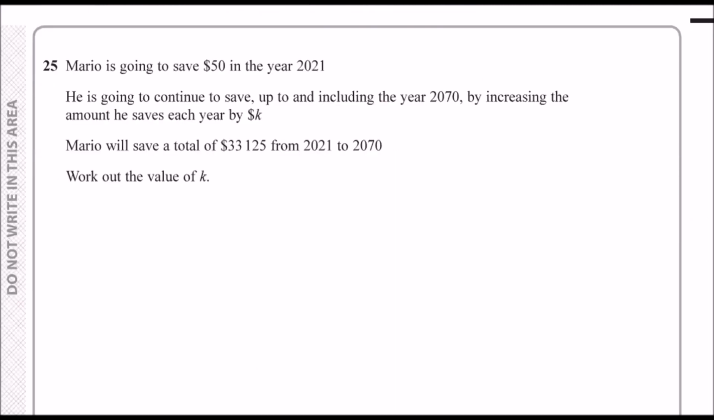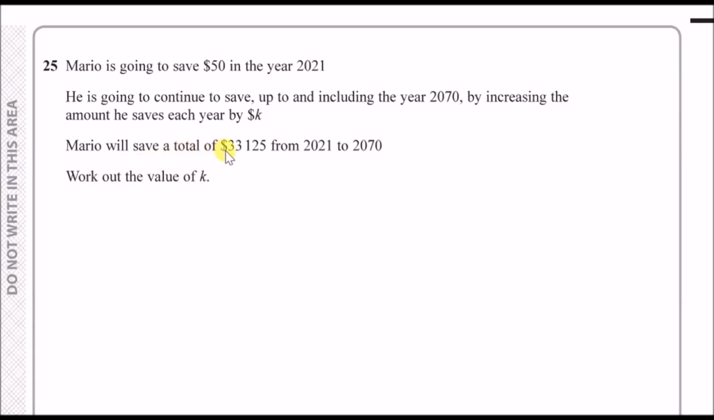Okay. All right, 25. Mario is going to save $50 in the year 2021. He's going to continue to save up to and including the year 2070 by increasing the amount he saves each year by $k. Okay, so what it's saying here, Mario starts with $50 that he saves, and every single year he's going to increase that amount by $k. Okay, so that's the common difference.